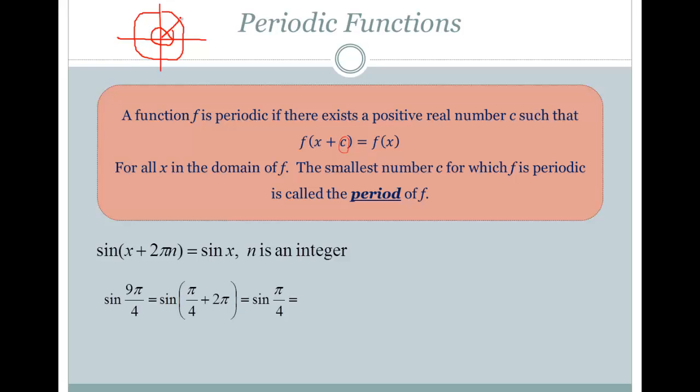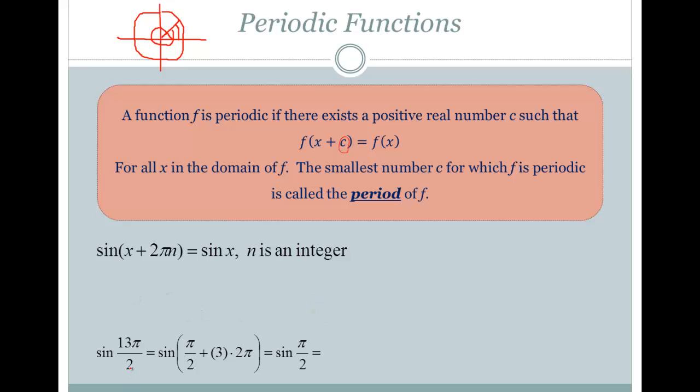Well, my y coordinate here is the same as if I just went like this, pi over 4. And that's what this is saying right here. So the sine of 9 pi over 4 is the same as sine of pi over 4, which we know is root 2 over 2. Okay? Hopefully you guys understand that.